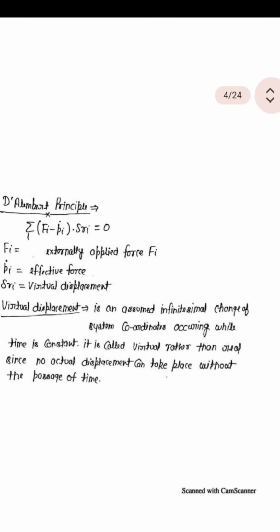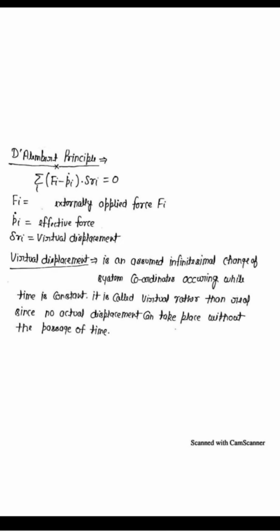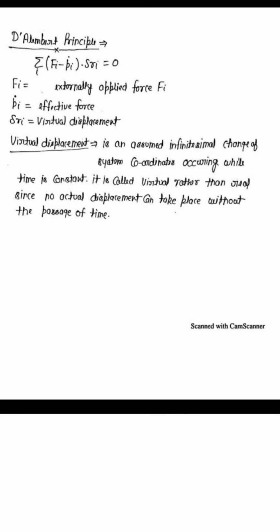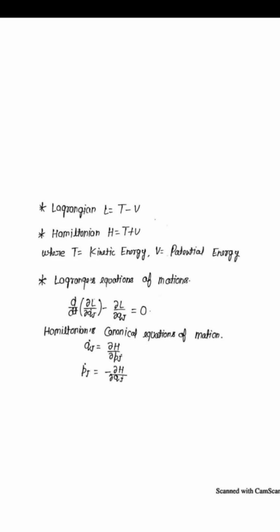अब हम पढ़ेंगे D'Alembert principle, जो कि सिग्मा I is equal to F_i minus p_i dot multiplied by delta r_i is equal to 0. F_i is equal to external applied force, p_i dot is equal to effective force, और delta r_i is equal to virtual displacement. Virtual displacement is assumed infinitesimal change of system coordinates occurring while time is constant. It is called virtual rather than real since no actual displacement can take place without the passing of time.